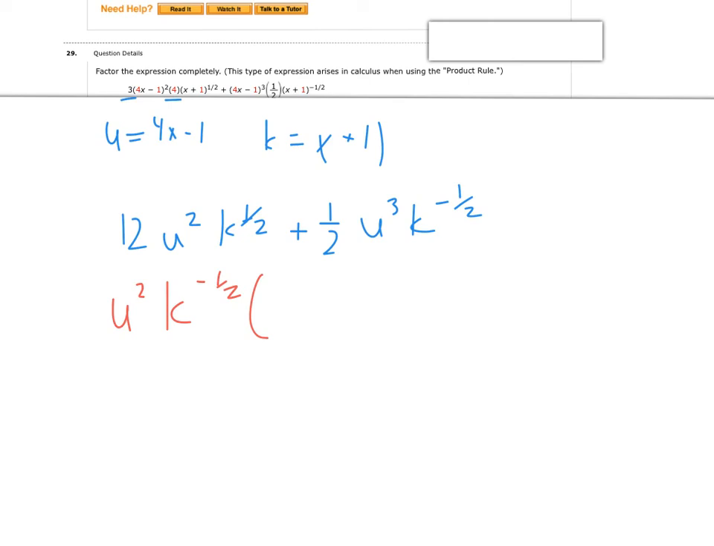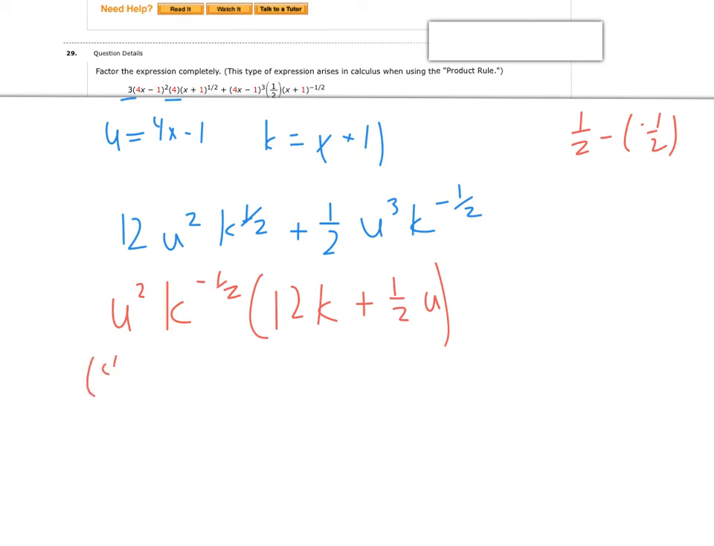So this will leave me with 12. The u is gone, but now my k is to the first power, because that's the 1/2 minus a negative 1/2 there would give me the whole k. And then over here, I'm going to have 1/2, and we're going to be left with a u, but no k. All right, so now I'm going to re-plug back in.